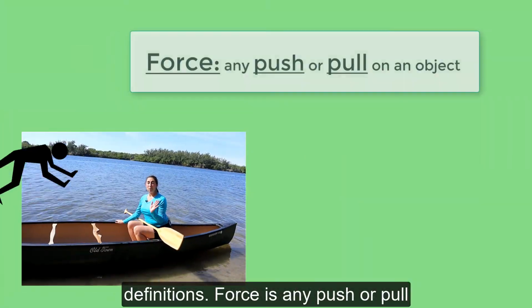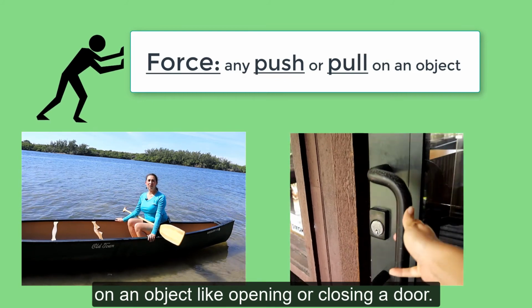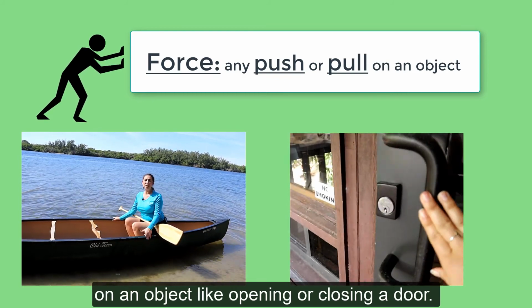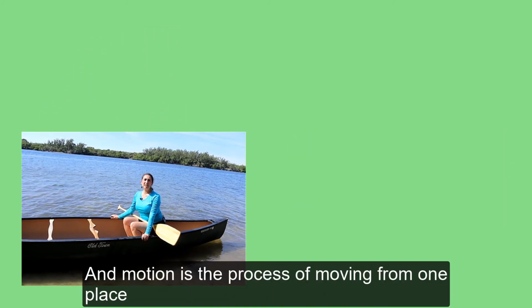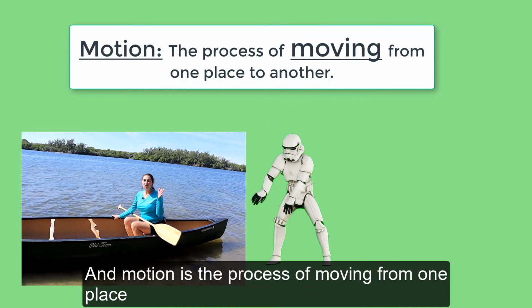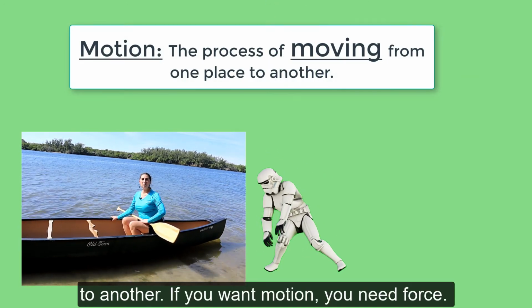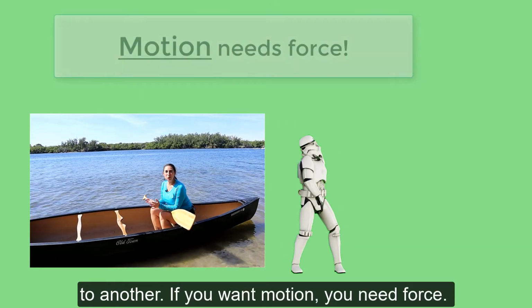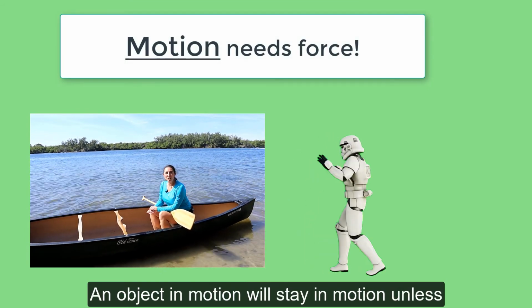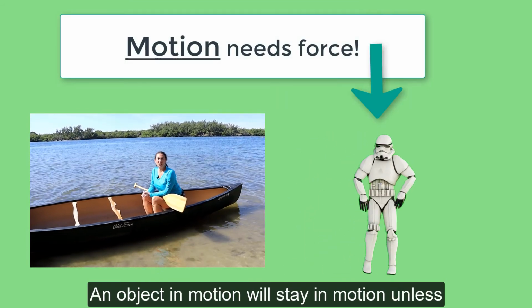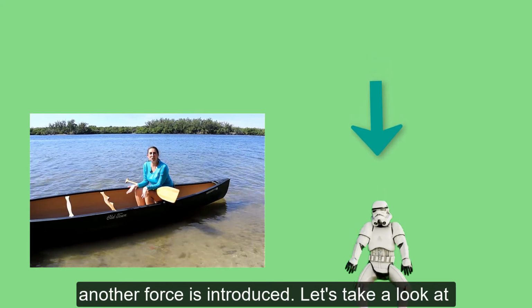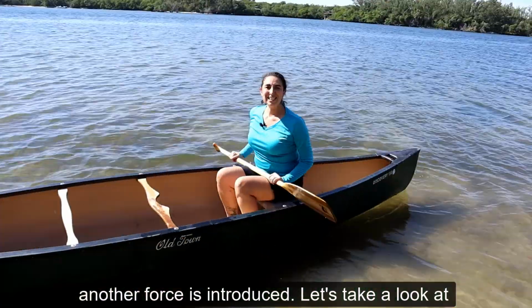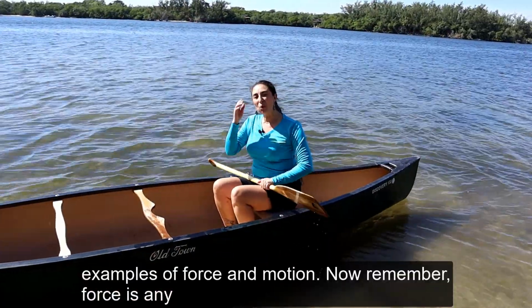Force is any push or pull on an object, like opening or closing a door. And motion is the process of moving from one place to another. If you want motion, you need force. An object in motion will stay in motion unless another force is introduced. Let's take a look at examples of force and motion.